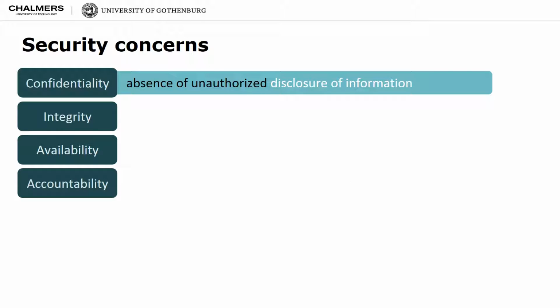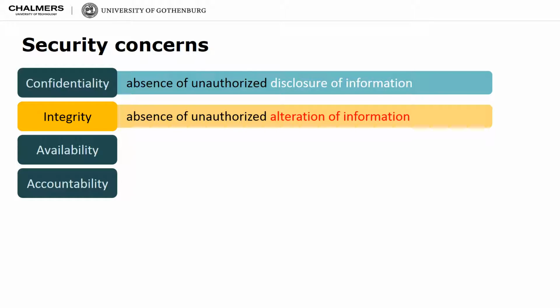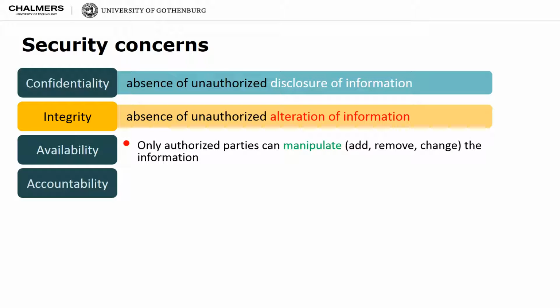The second concern is that of integrity, and it also, like confidentiality, refers to information, in particular to the absence of unauthorized or unwanted alteration, changing of the data and information. This means several things. In particular, the fact that only authorized parties, so for instance users or certain administrators, are able to change the information, that being either adding or removing or actually updating the information.